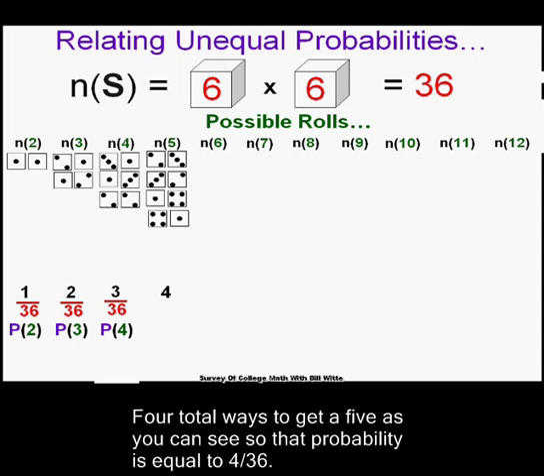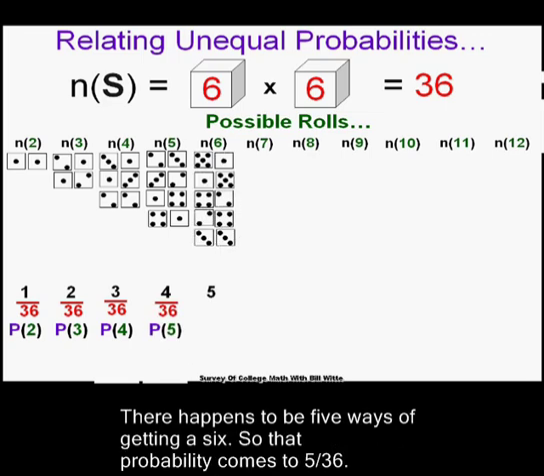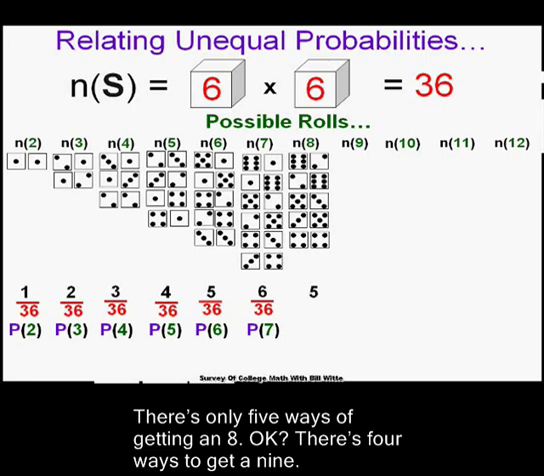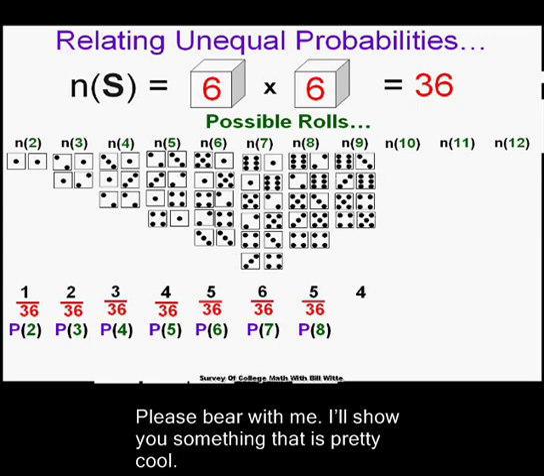4 ways to get a 5, as you can see. So that's probability is 4/36. Happens to be 5 ways of getting a 6. 3 3, 2 4, 4 2, 1 5, and 5 1. So that's 5/36. 6 ways of getting a 7. Now we're going back down. There's only 5 ways of getting an 8. Look, a 6 and a 2, a 2 and a 6, a 5 and a 3, etc. Okay? 4 ways to get a 9.